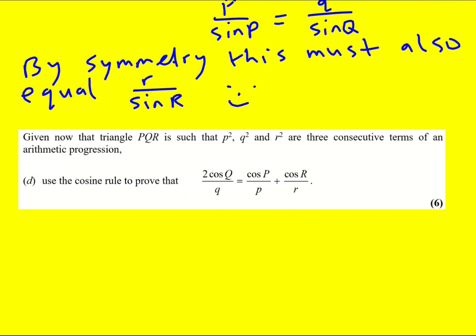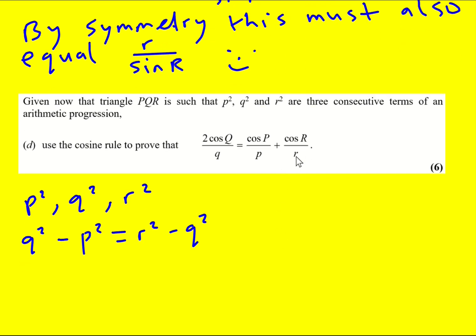First things first, we've got p squared, q squared, and r squared. So in a similar way to before, it must be that q squared minus p squared equals r squared minus q squared, because they are both the common difference. Now it makes sense to write down the cosine rule, I think, and start from the right hand side and see if we can simplify down to the left hand side.